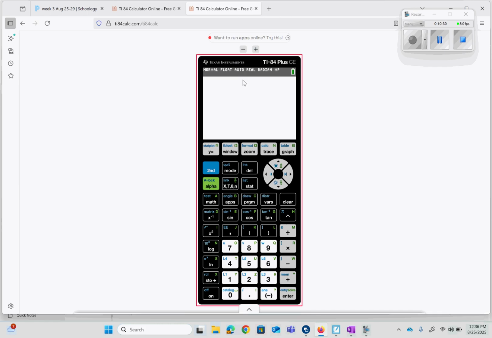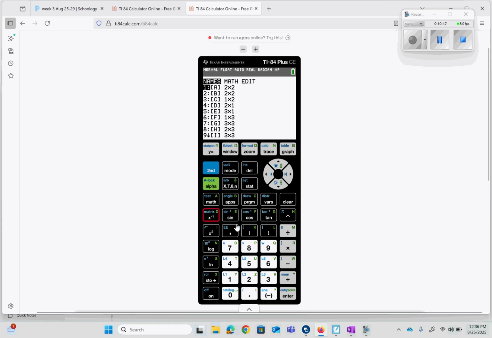So I'm going to go -2 times matrix F times matrix I. I is number 9. There we go. There's our answer.